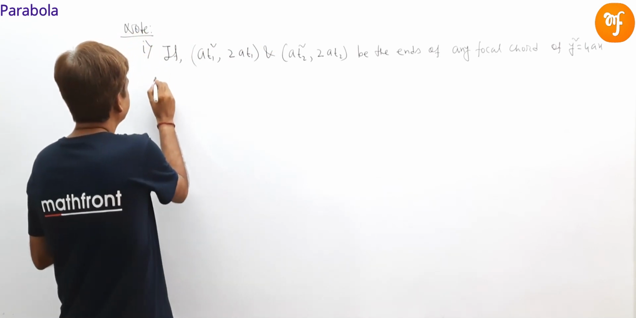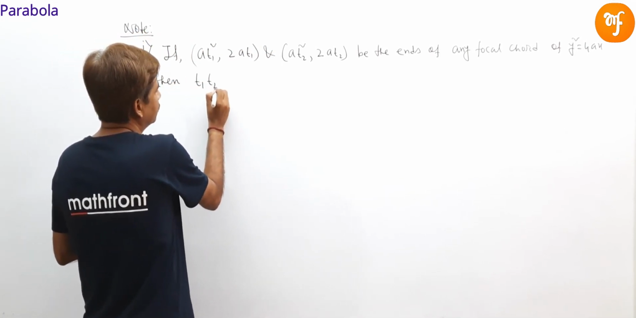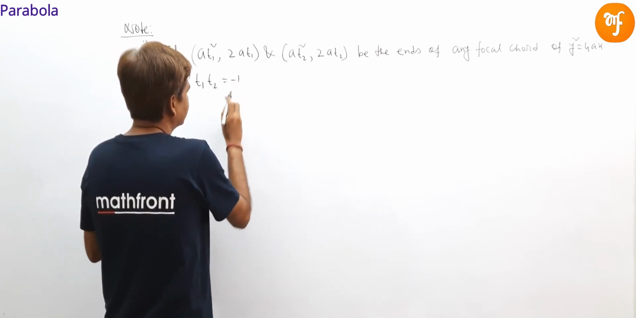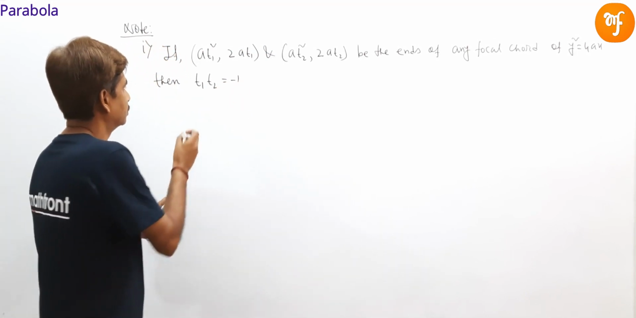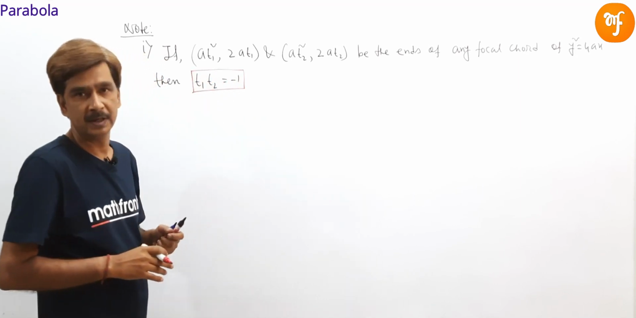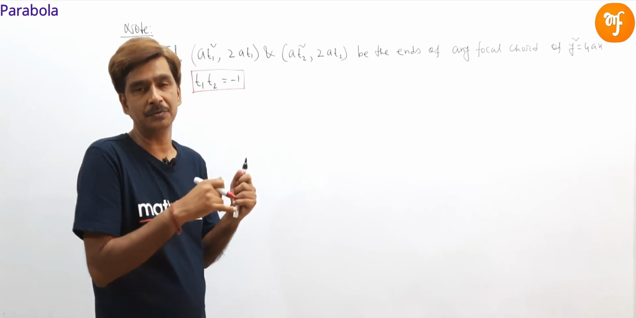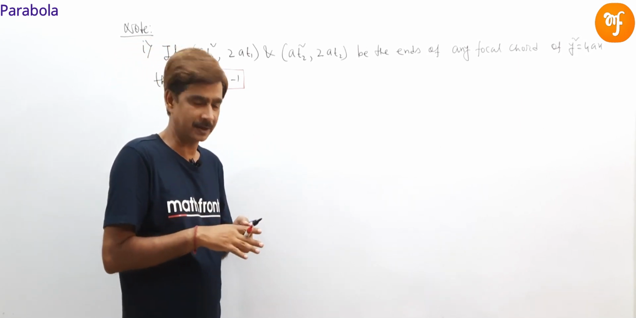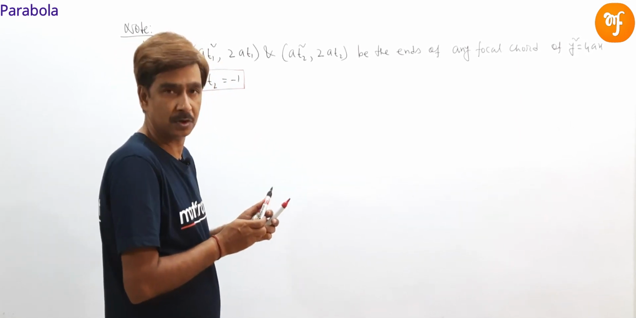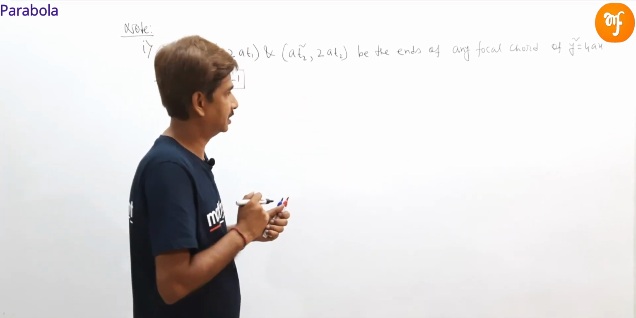So then t1 into t2 becomes -1. Okay, so please remember this note. Now we are going to detail how this t1 into t2 becomes -1. Okay, so first of all we will draw the parabola and we will draw the whole diagram related with this.